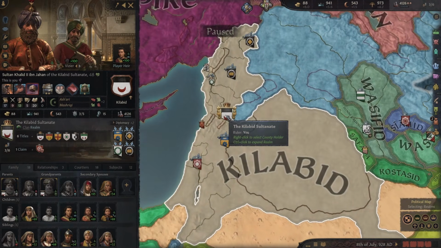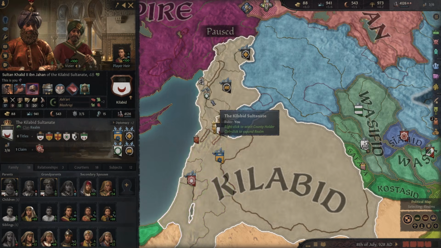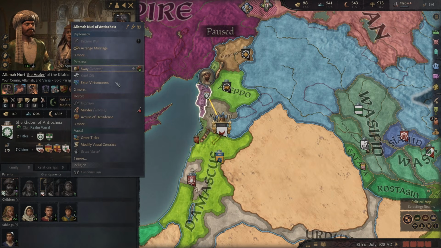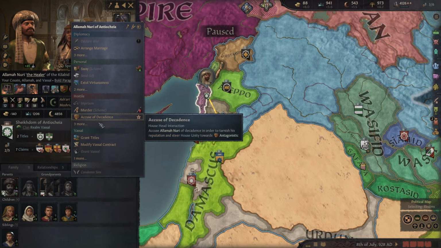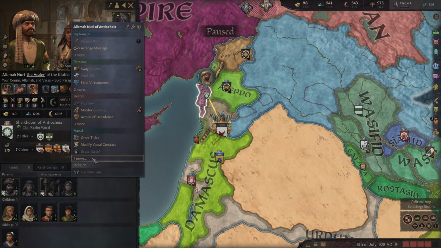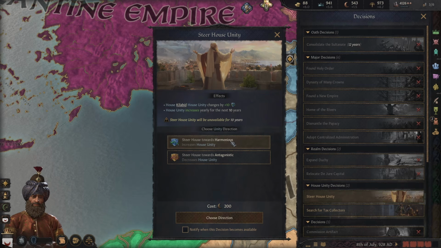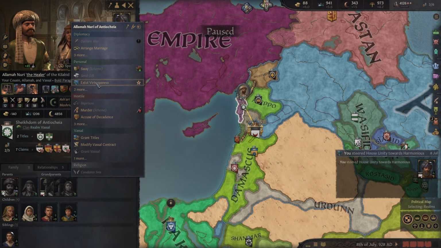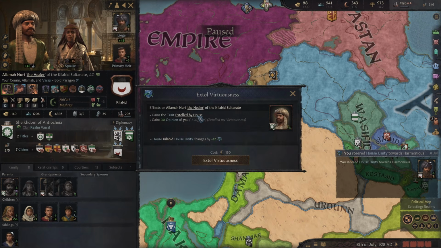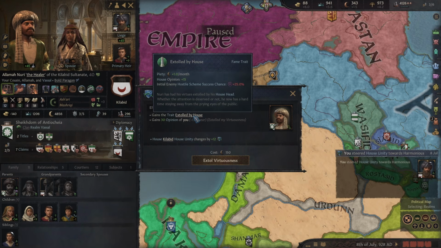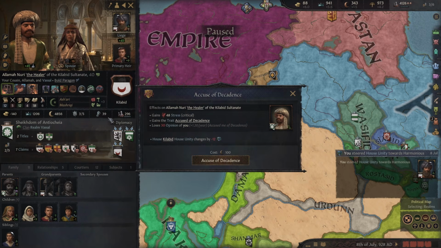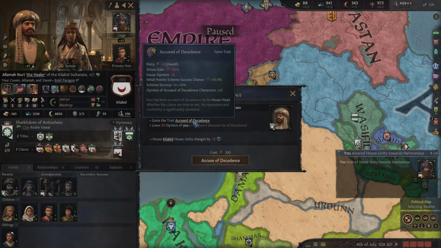Unifying actions are things like forming an alliance, paying their ransom, giving them artifacts, etc. And divisive actions are revoking titles, imprisoning them, declaring war, and so on. As house head, you also have more straightforward ways of influencing your house unity. There's a decision to steer house unity one way or another you can take once every 10 years, and you can do special interactions with your house members. You can extol virtuousness to give them the extol by house trait and gain some unity, or you can accuse them of decadence to give them the accuse of decadence trait and lose house unity.